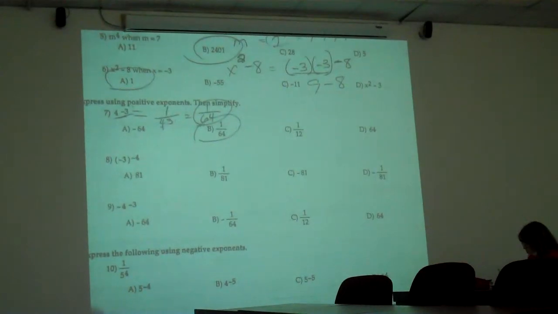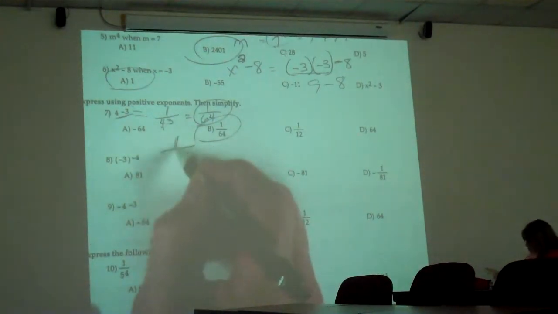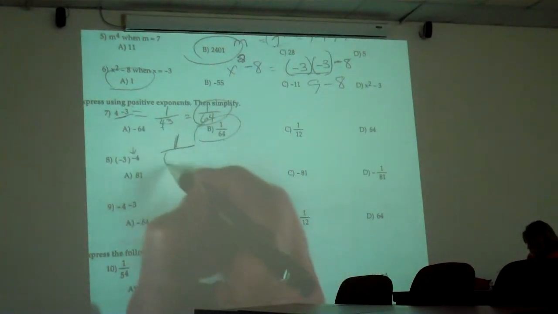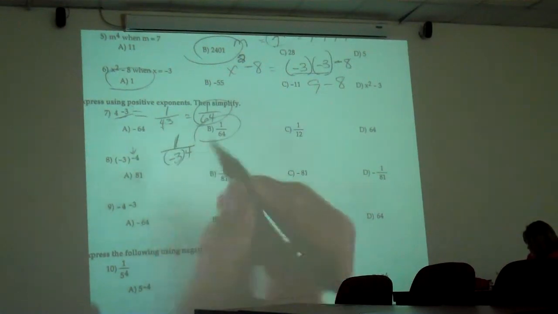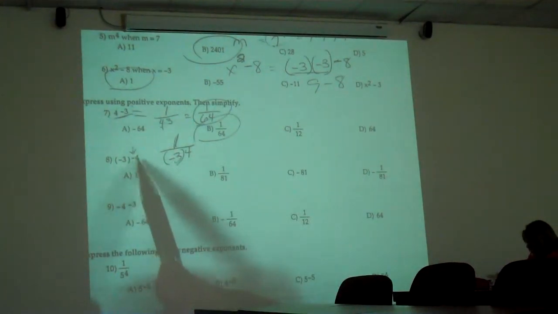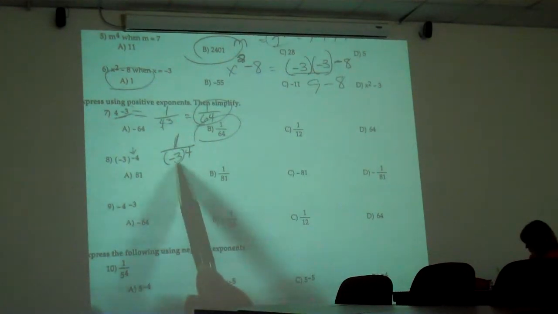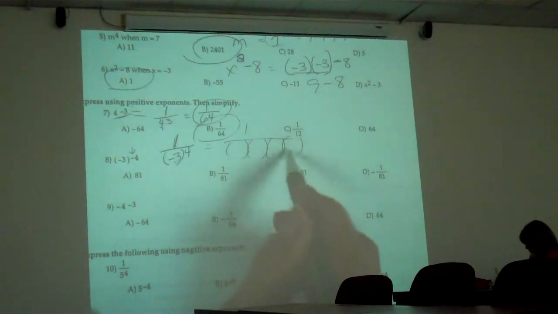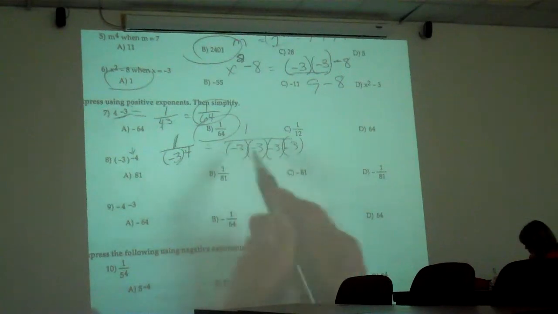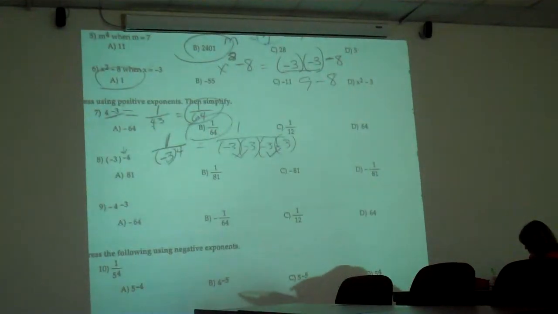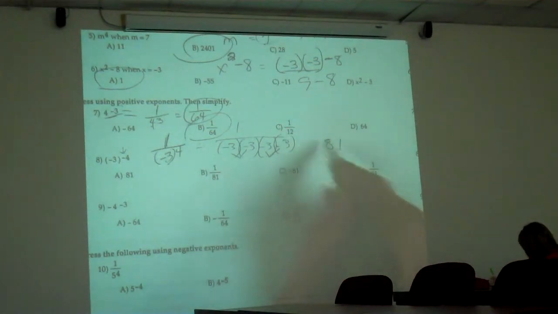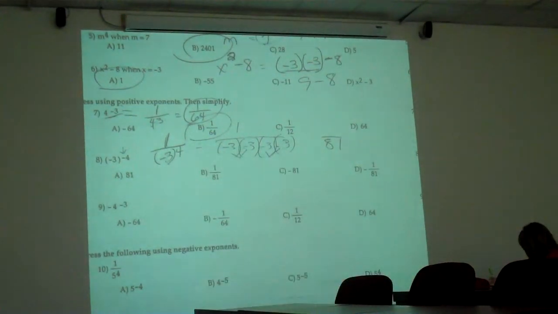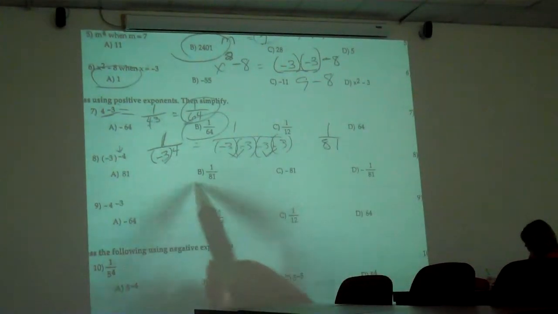Okay, negative 3 to the negative 4th power. That'd be 1 over, this only gets rid of this negative right here. 1 over negative 3 to the 4th power. When you do that, it only changes the exponent to positive. So we have 1 over negative 3 to the 4th power. So you have 9 times 9 is 81. That's going to be positive, right? Because you have 1, 2, 3, 4 negatives. So it's a positive 81. 1 over 81. Not negative.